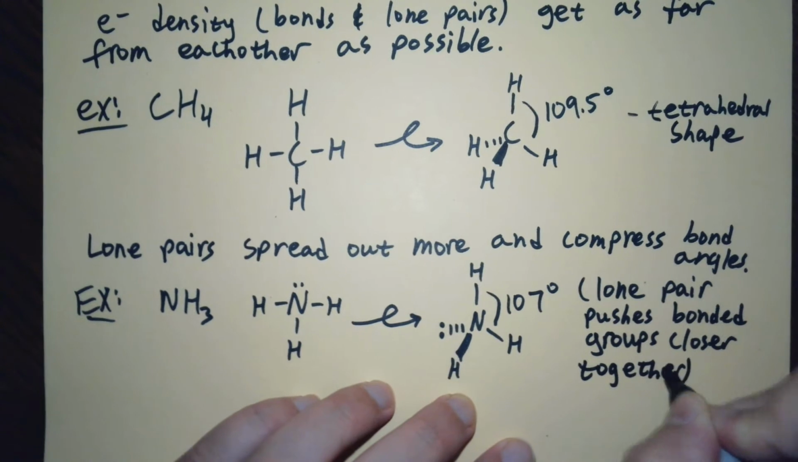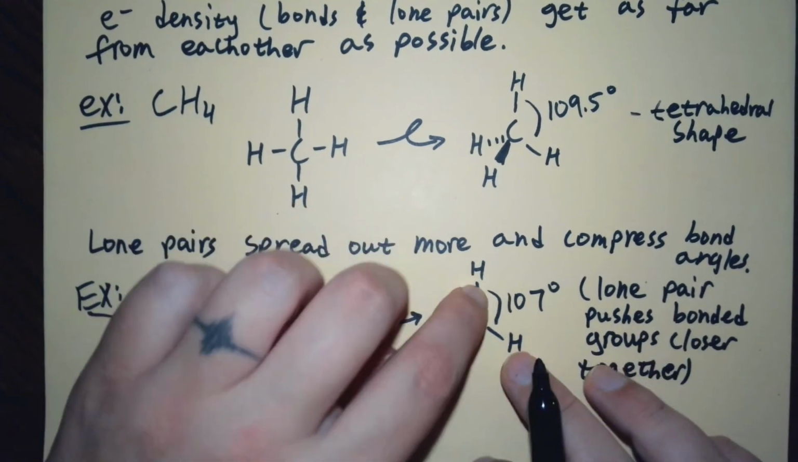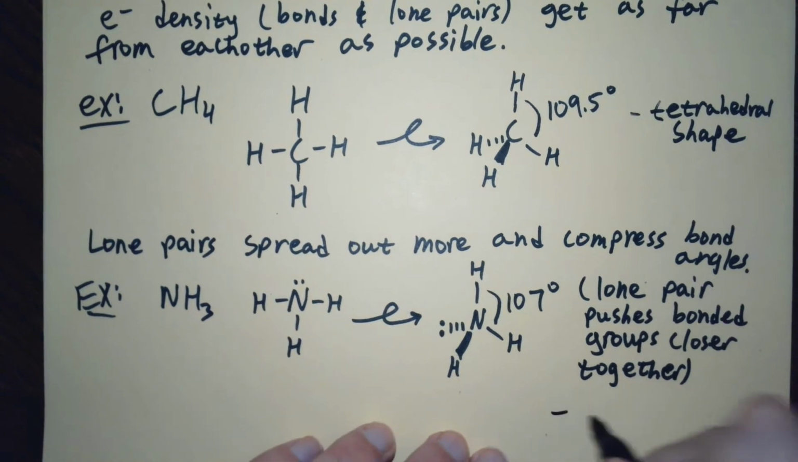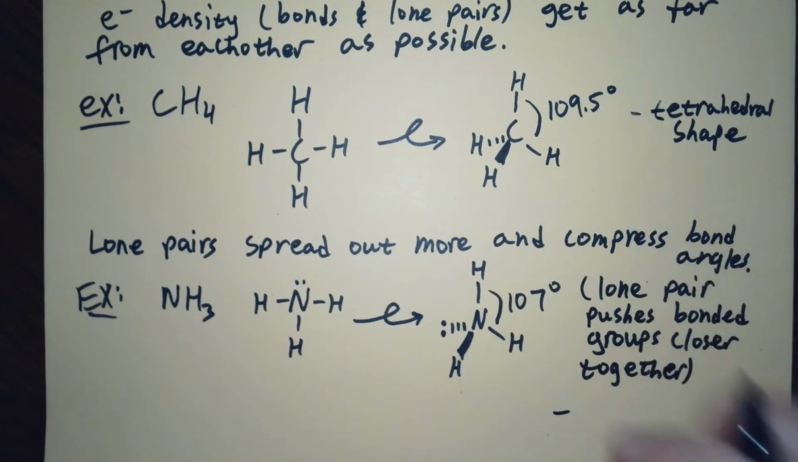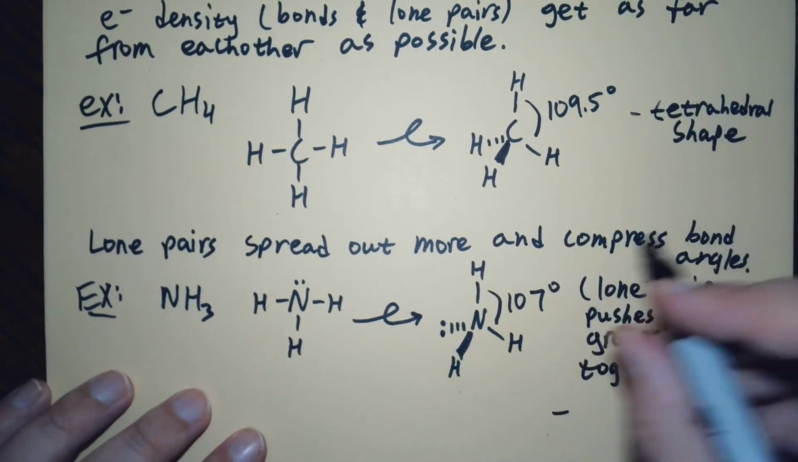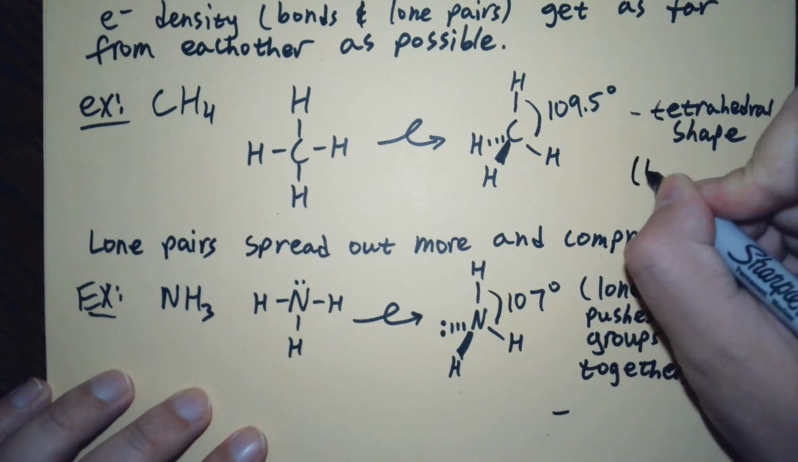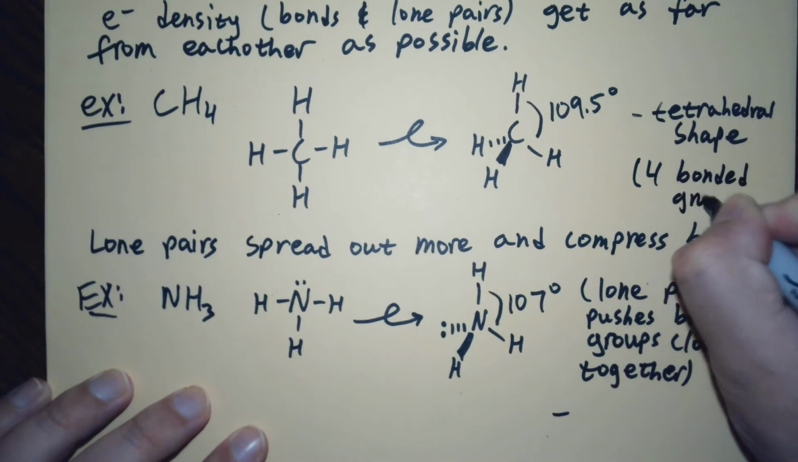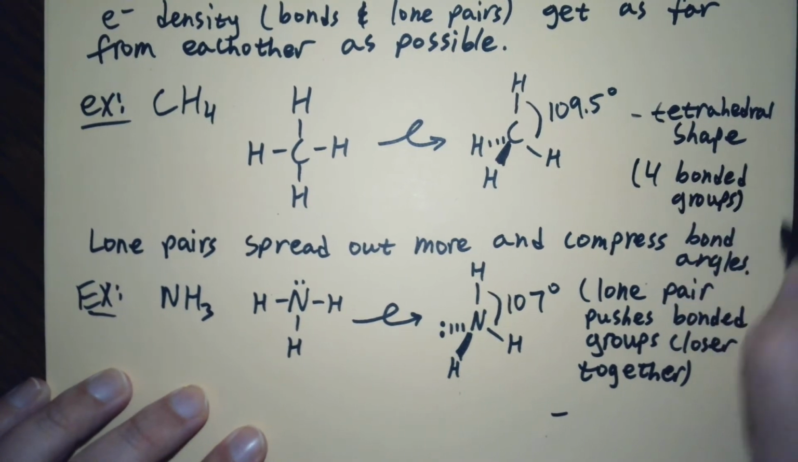So that's what we're seeing. And so that angle shrinks a little bit. And so there's a name for this shape. So this is tetrahedral. You know, it's four bonded groups. Forgot to mention that earlier. Okay.